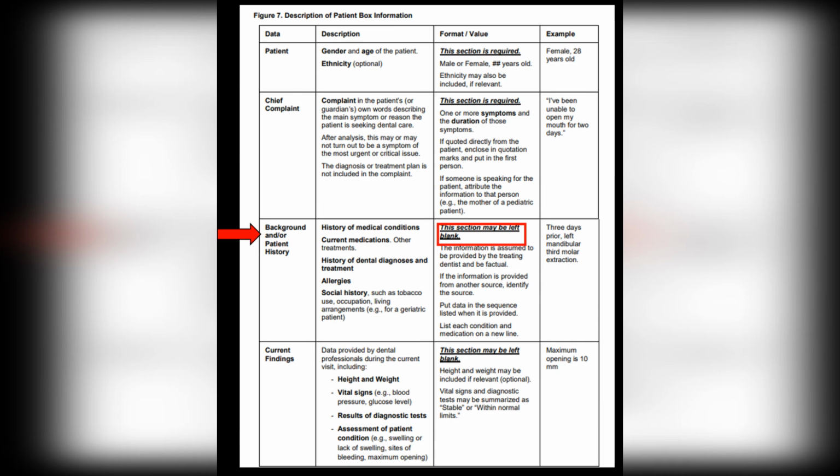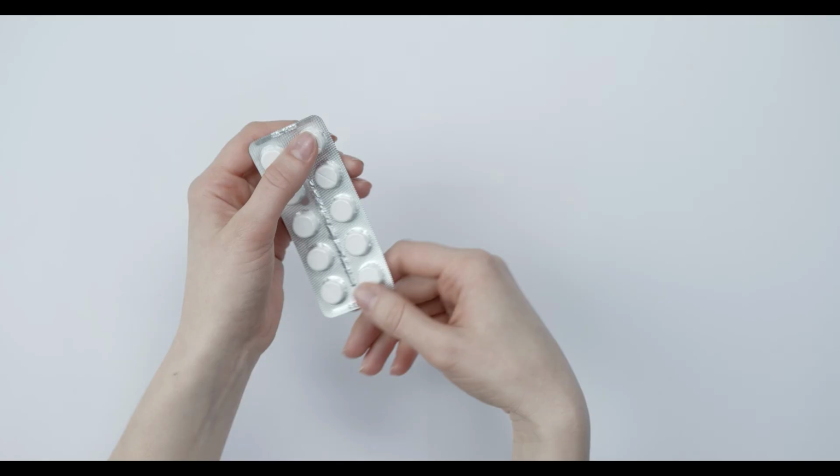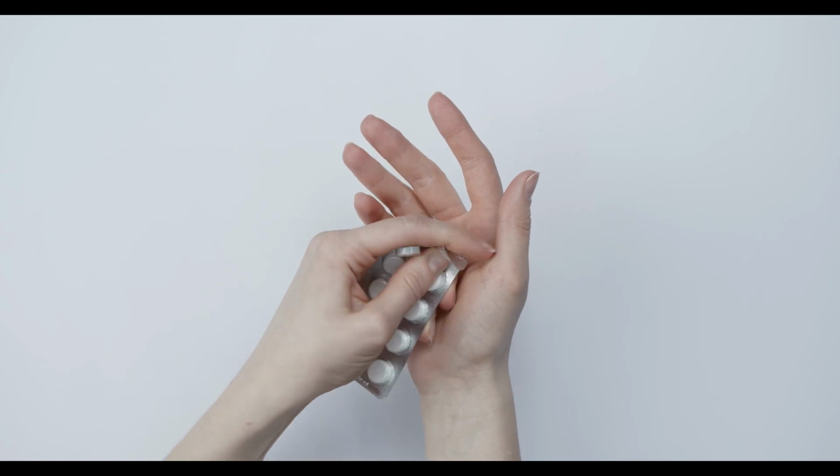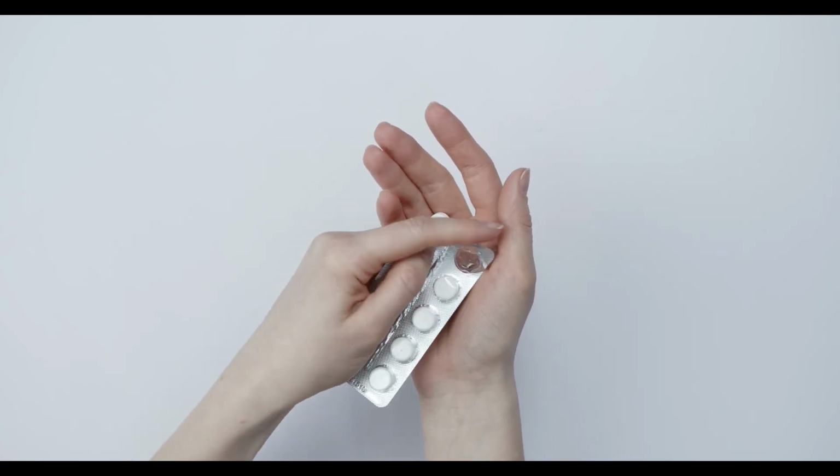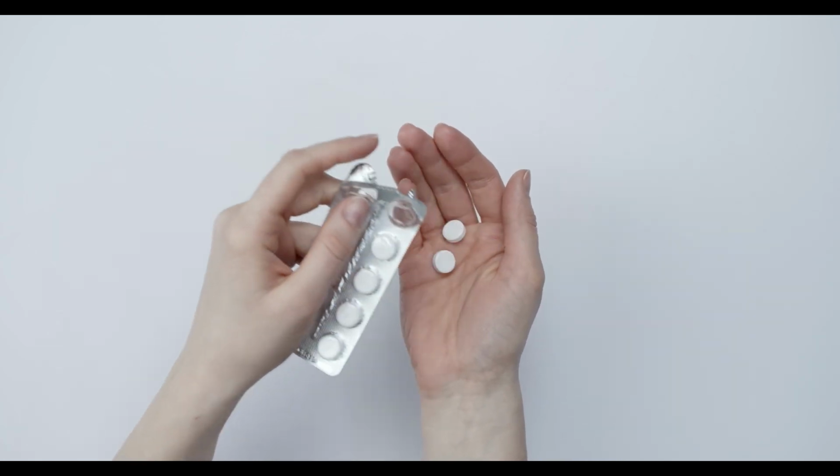But generally speaking, this is not left blank. So what we want to try to do is have all the components that the background or the patient history may include. Those components may include medications, medical conditions that the patient may have, dental history or diagnosis that's relevant to the dental, and the social history.